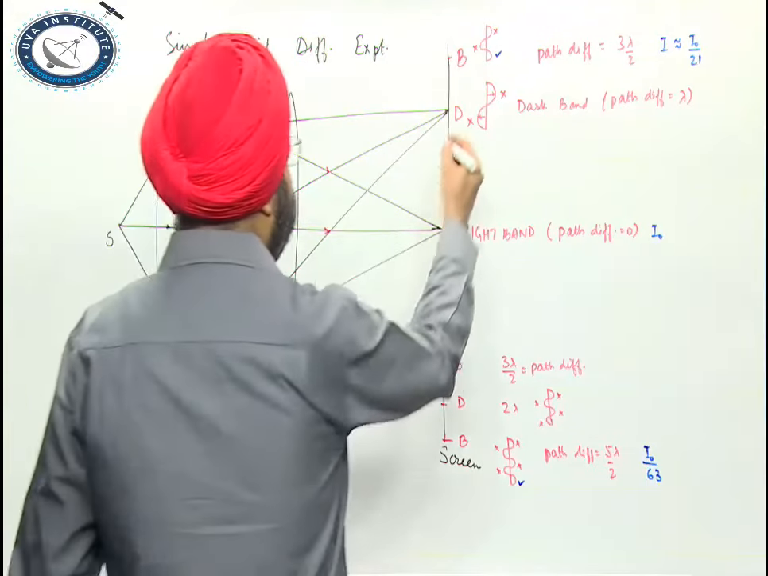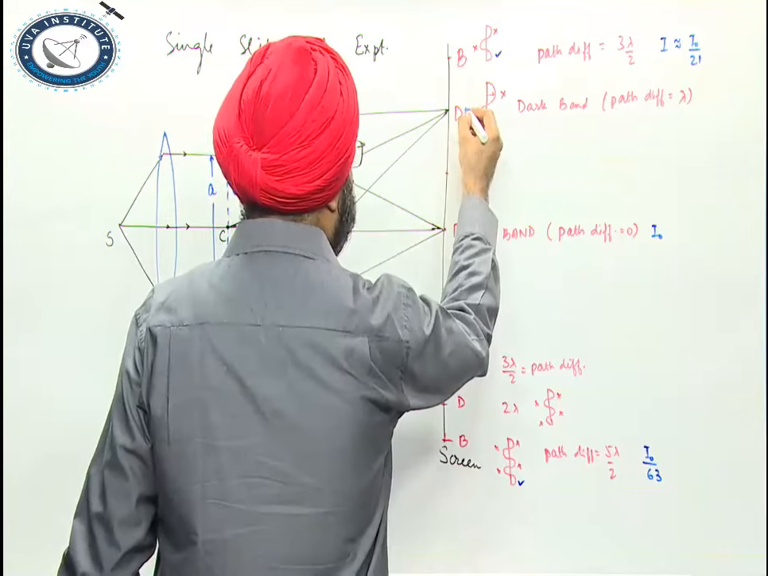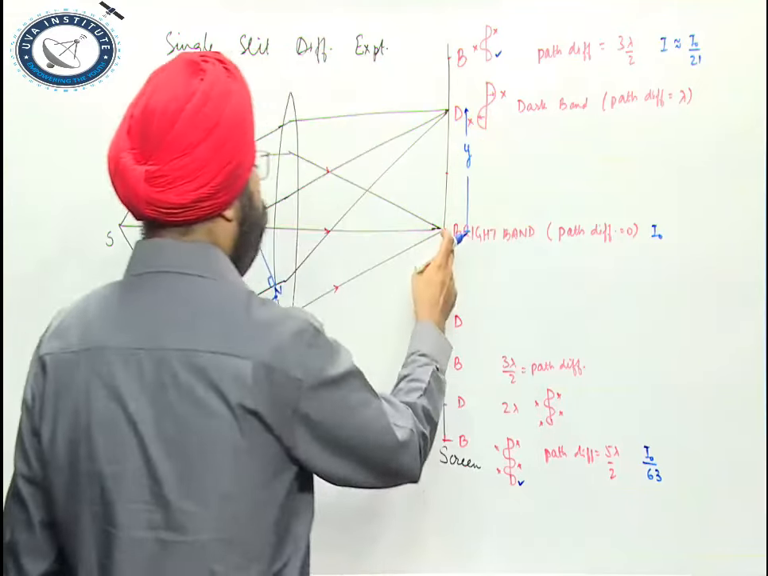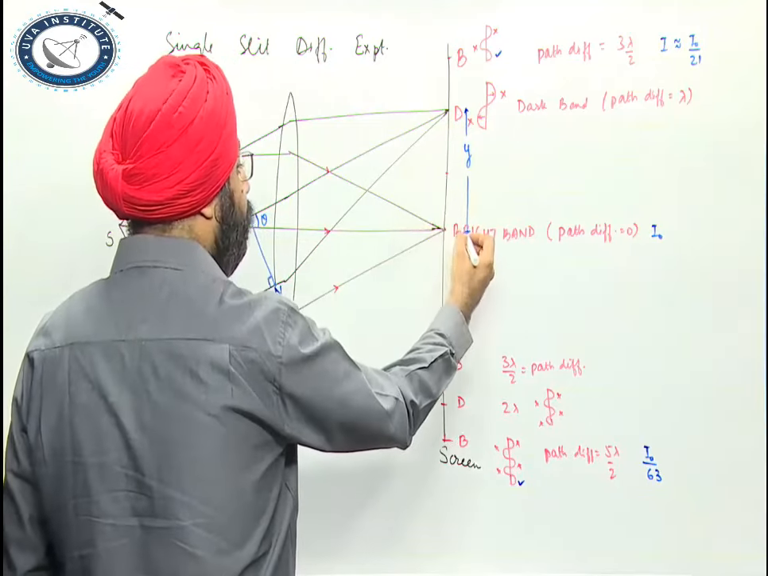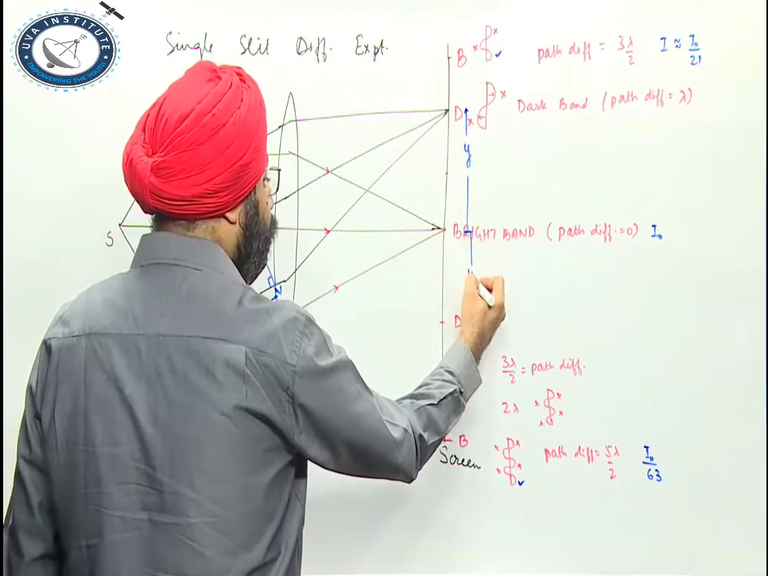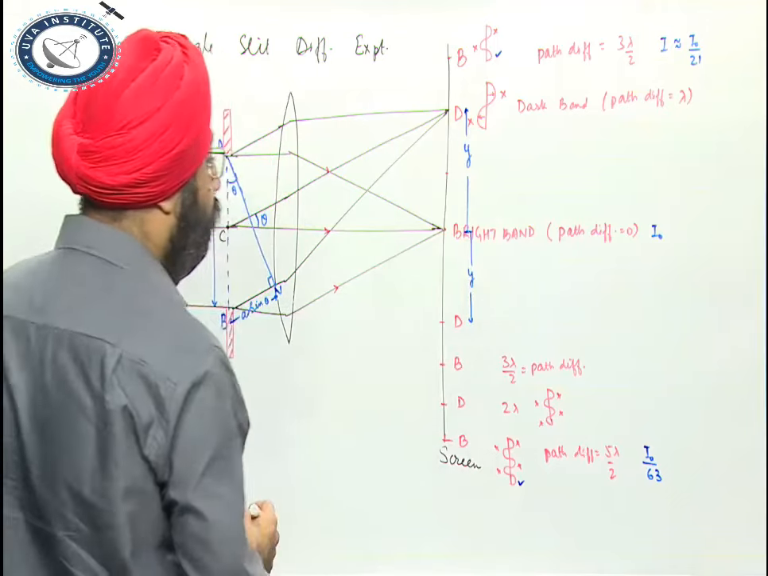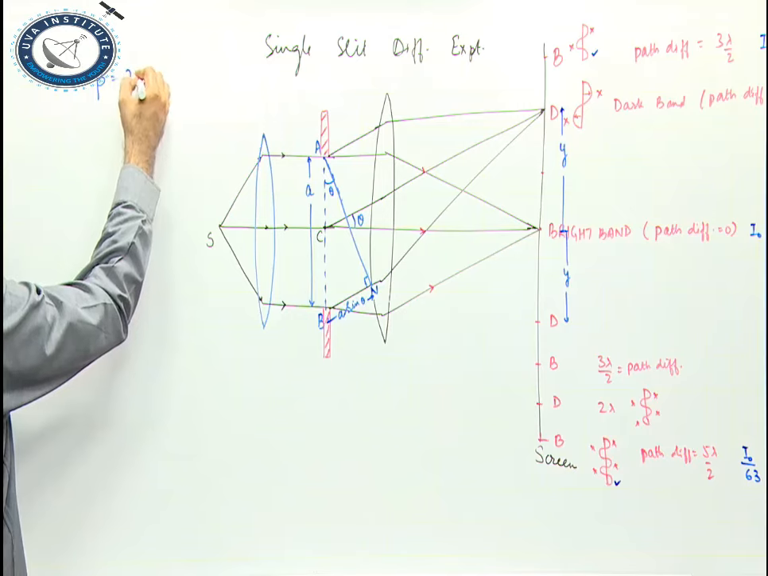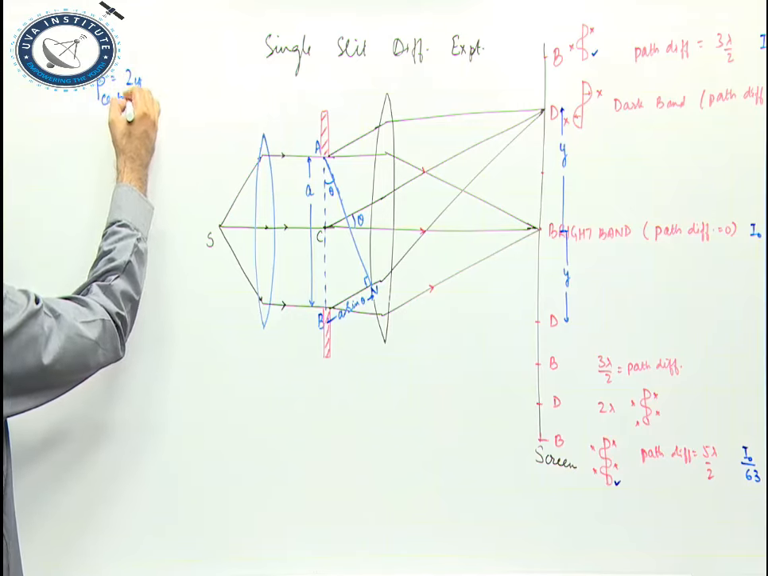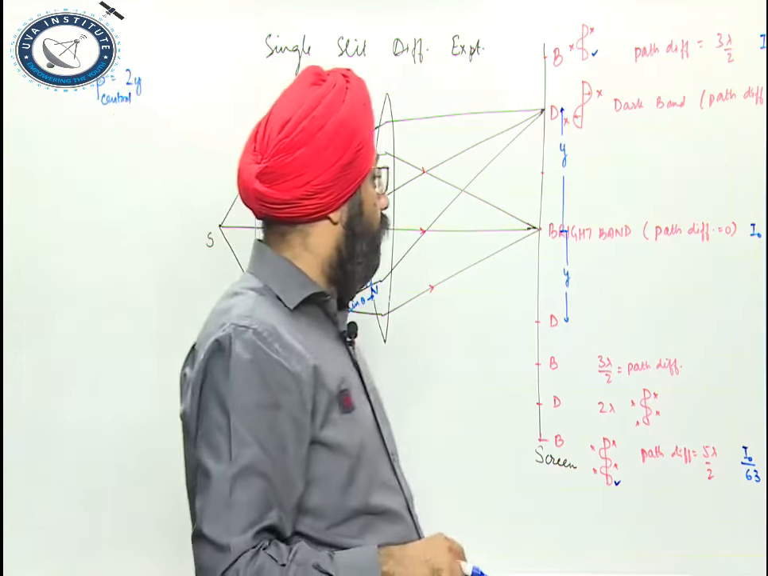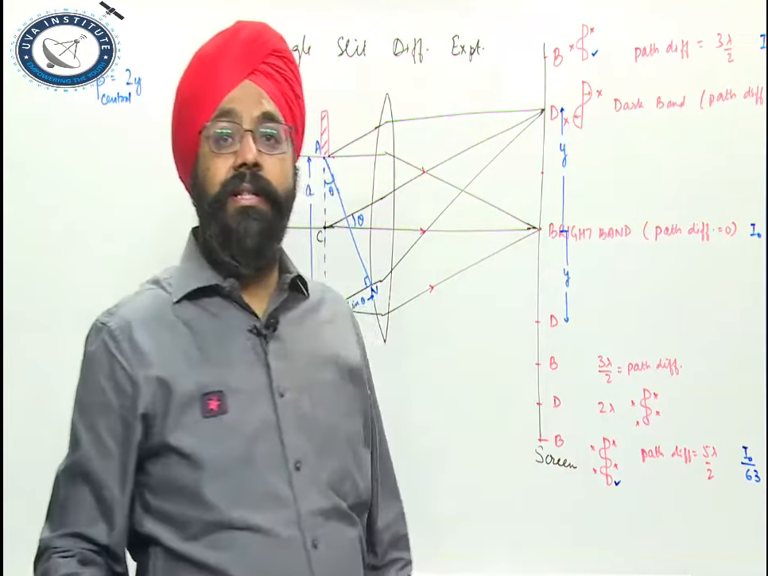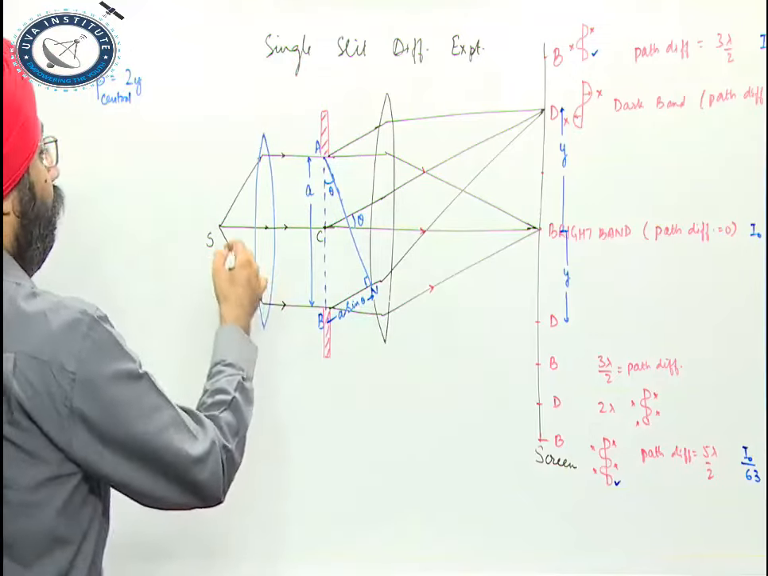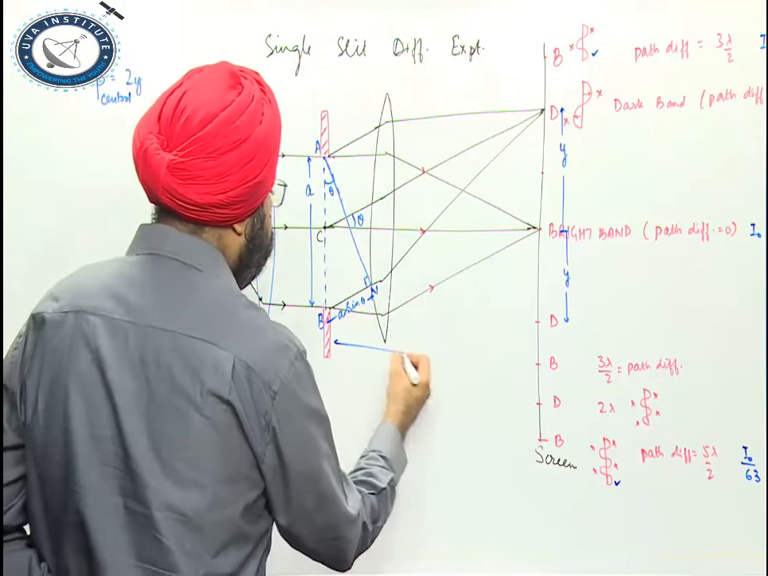Now let us say I am going to calculate the width of the central bright band. The width of the central bright band will be this y plus this y. The width of the central bright band, beta central, will be equal to 2y. The distance between two successive dark bands on either side of the central maximum is again y, and let us say this distance is d.